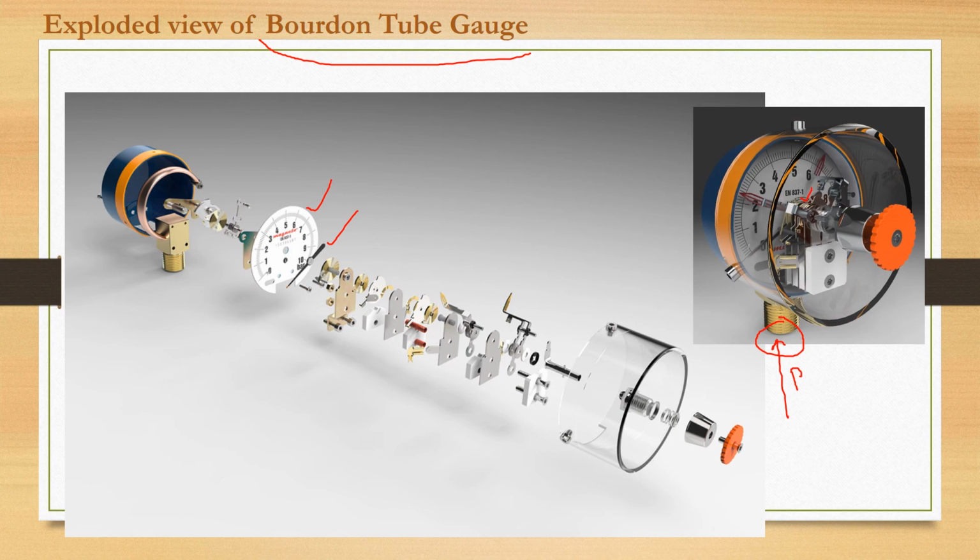and all these are arranged with the help of all these parts. So this is the Bourdon tube here, and you are applying the pressure from here, and this is the Bourdon tube which is converting the pressure signal into the displacement, and then all these parts are used to make this Bourdon tube pressure gauge.